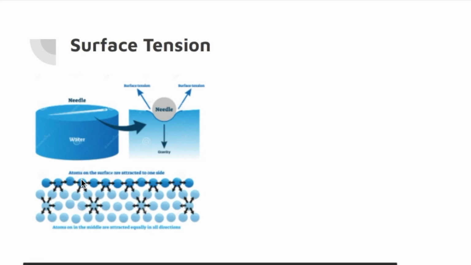But on the surface, there is not the same type of water above as there is below, so the surface has a different level of attractive forces on one side of it. There's more attraction here than there is on the top.